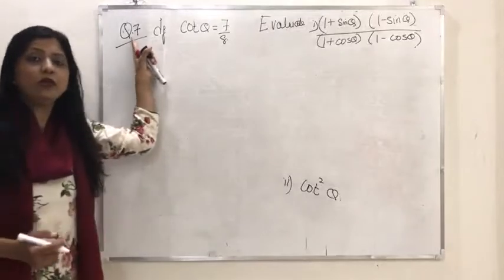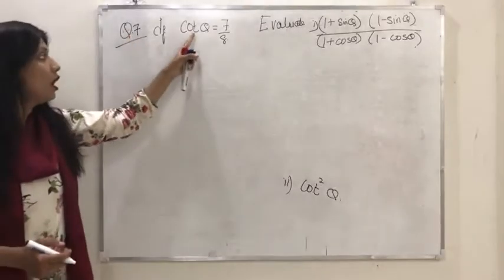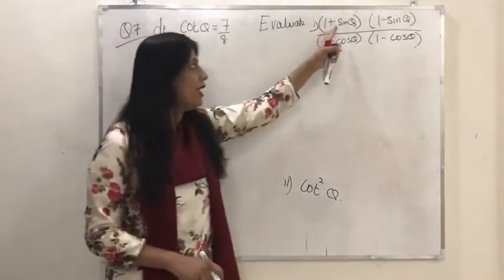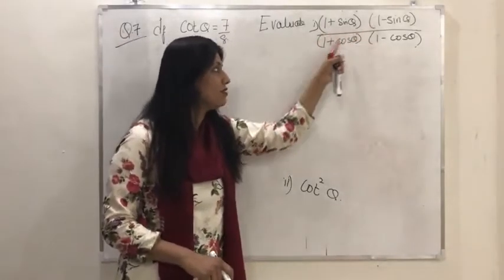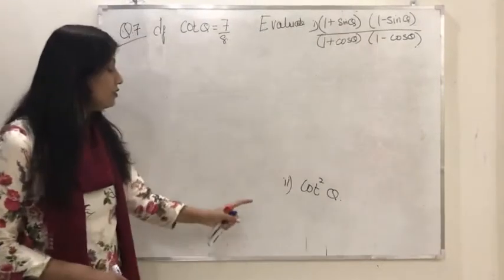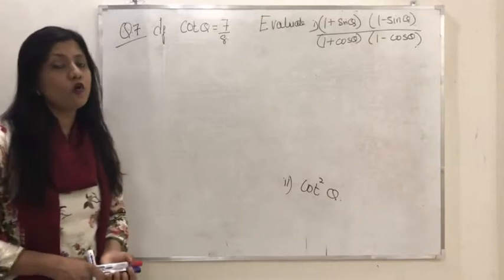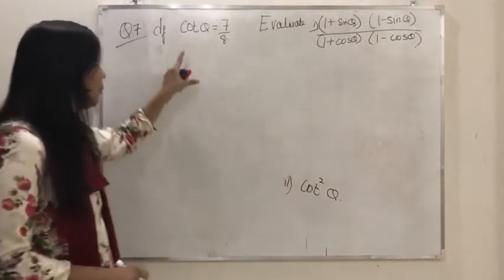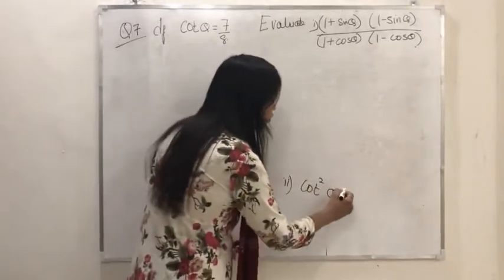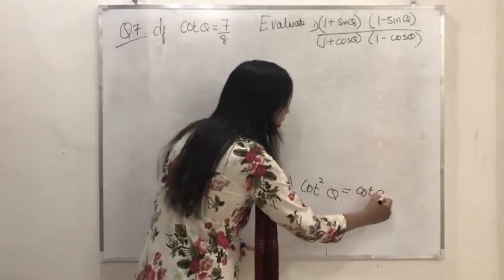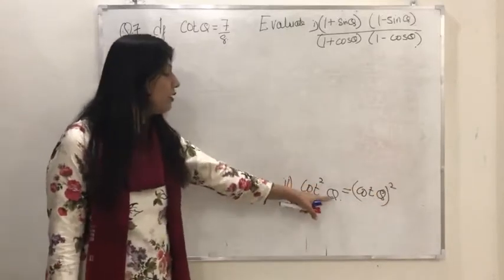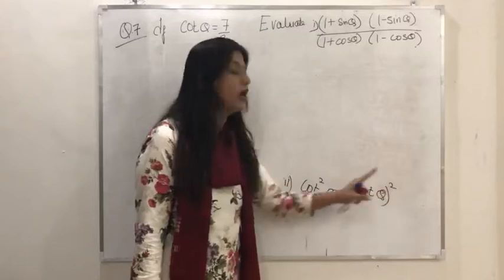Now in question number 7, you are given cot theta is equal to 7 upon 8. You have to find the value of (1 plus sin theta)(1 minus sin theta) upon (1 plus cos theta)(1 minus cos theta). And second, you have to find the value of cot square theta. So cot square theta is very simple. Cot square theta is cot theta whole square. Both are the same thing.